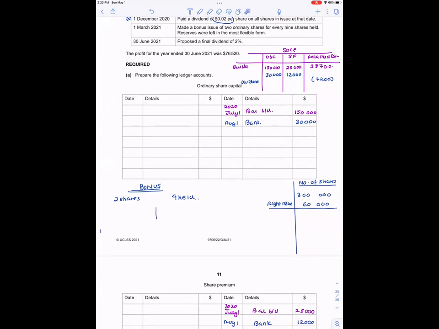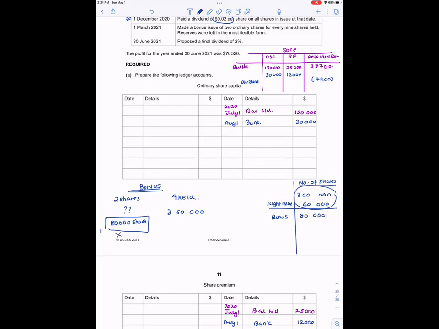It is 2 shares for 9 held. How many do you hold? 360,000 shares you hold. What would be the bonus? 360,000 into 2 divided by 9. So you're giving 80,000 shares as bonus.